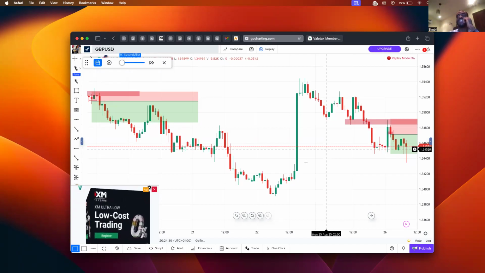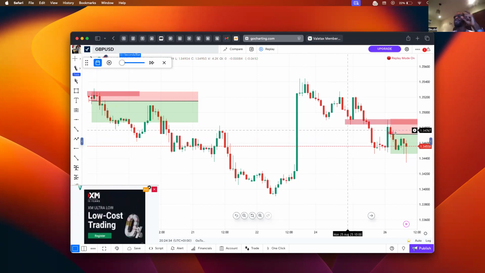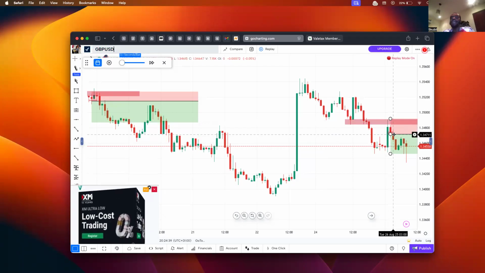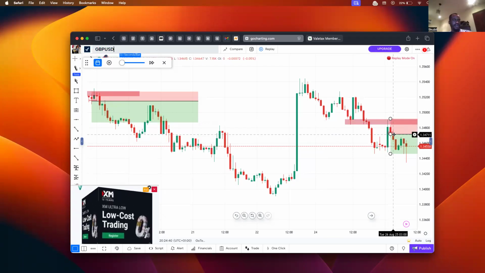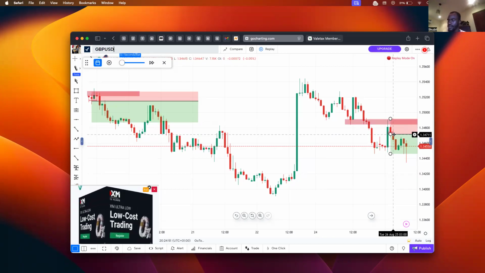The shift in market structure is more or less our confirmation. So even if we don't see that shift and then price moves in our direction, the criteria for our entry is that shift. So we don't derail from it, you stick to it. Do you get the whole idea?